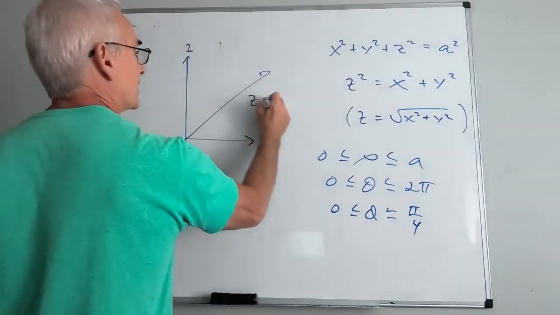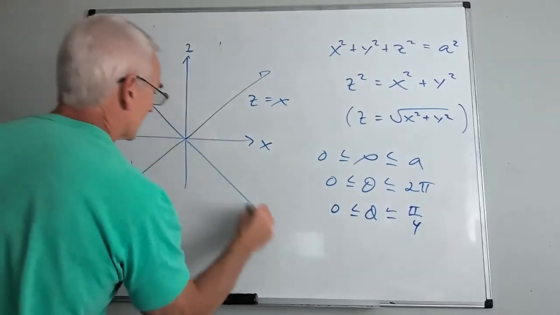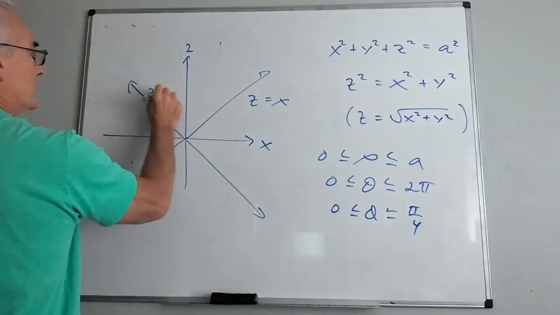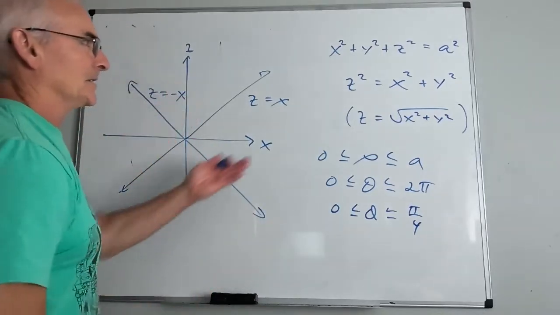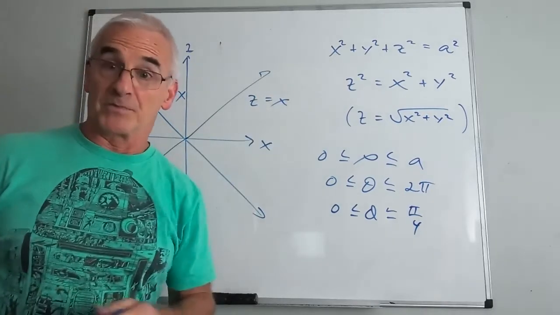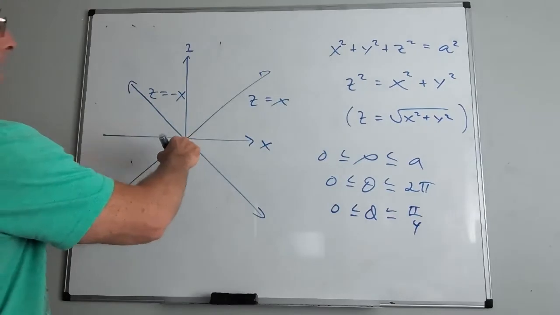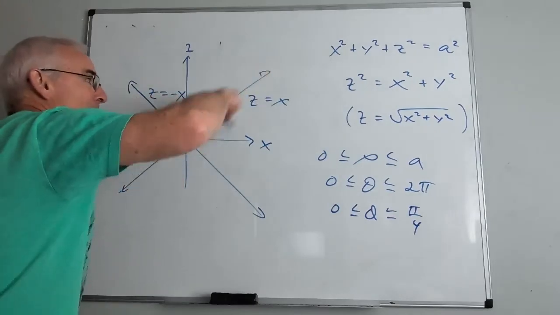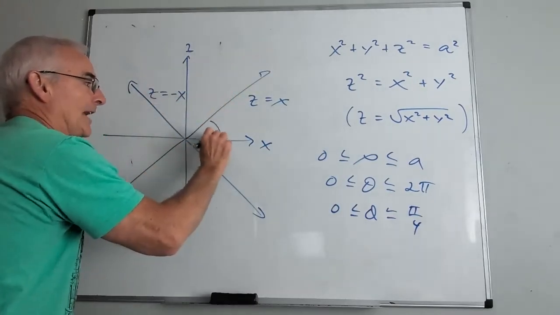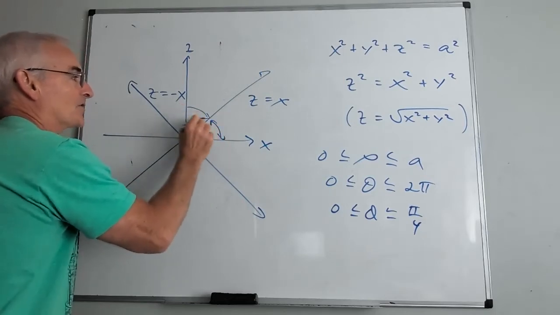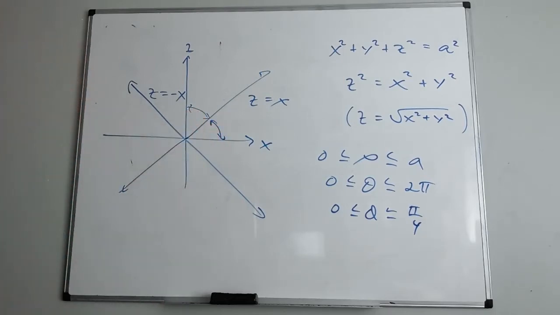I get the line Z equals X, and I get the line Z equals negative X. Does that make sense? Z would just be plus or minus, basically the absolute value. Think of it that way, plus or minus. Oh, and I know that makes a 45 degree angle with here. Therefore, it also makes a 45 degree angle here.